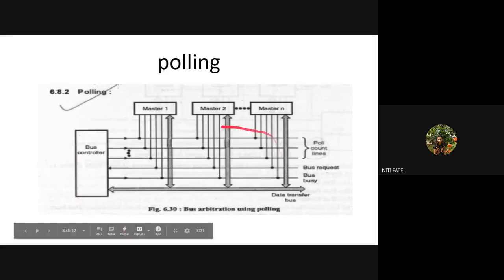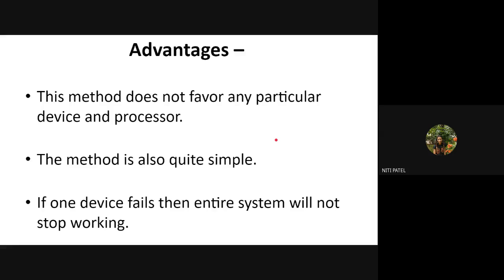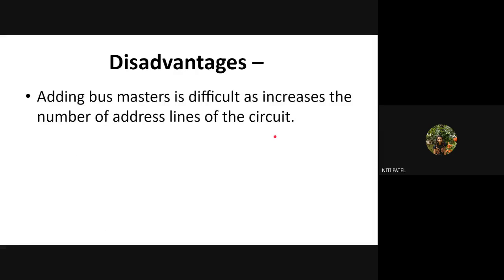Suppose I have 10 master devices, and for one master device I require 3 poll lines. I have to increase those many poll count lines with respect to the number of master devices that I am adding inside the system. So this does not mean that you cannot add the devices. You can always add the devices, but it is going to increase that many number of poll count lines.